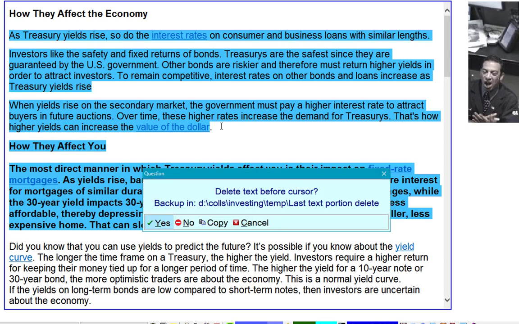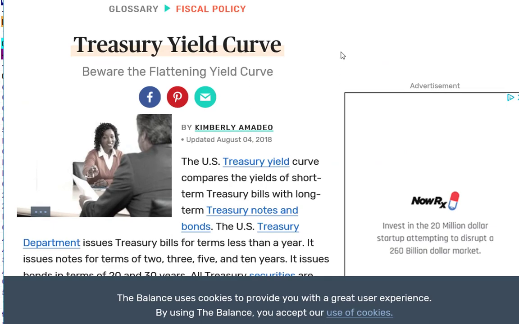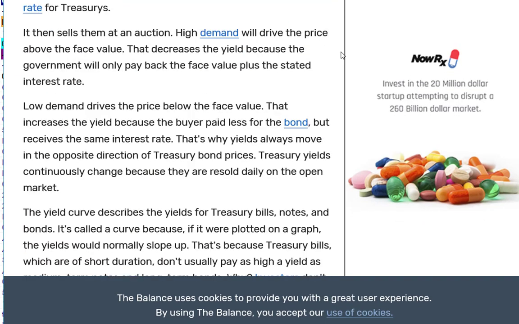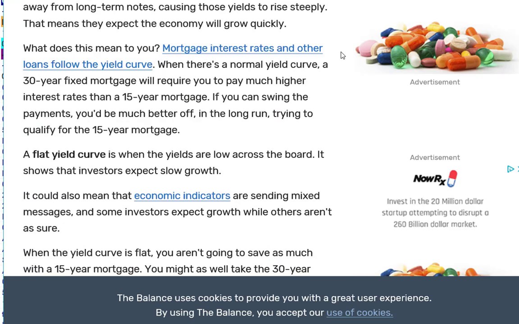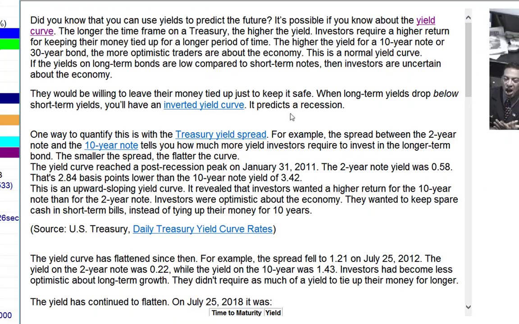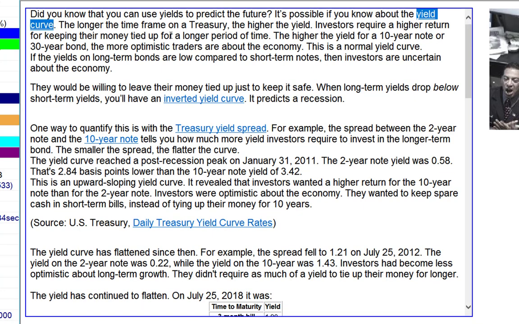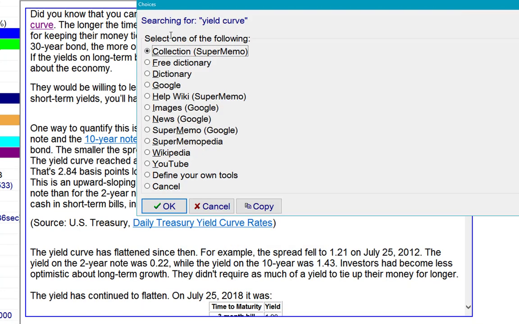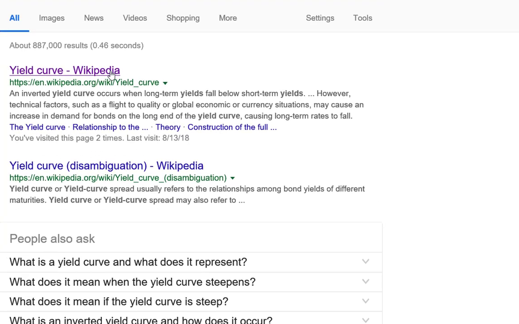Okay, let's delete the trash from the beginning and see what's the yield curve. Flattening. No way. I'm not reading that. Maybe let's try Wikipedia. Control F. Wikipedia. Yield curve. Yes, we got it.